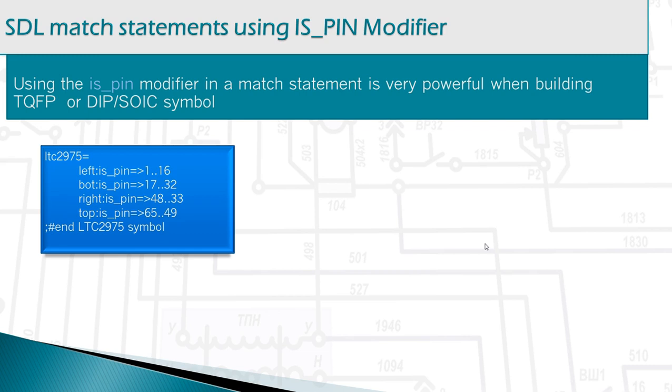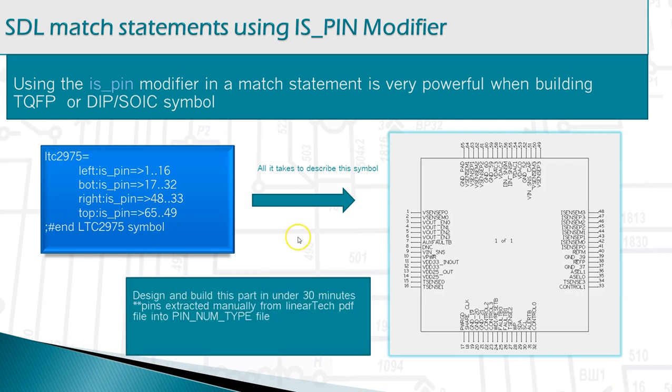The IsPin modifier in SDL is very powerful when building a TQFP or DIP SOI symbol, and you want to build it the way the symbol looks on the package. So with this simple thing here, LTC 2975 equals left is pin 1 to 16, bottom is pin 17 to 32, right is pin 48 to 33, and top is pin 65 to 49. And that builds this symbol.